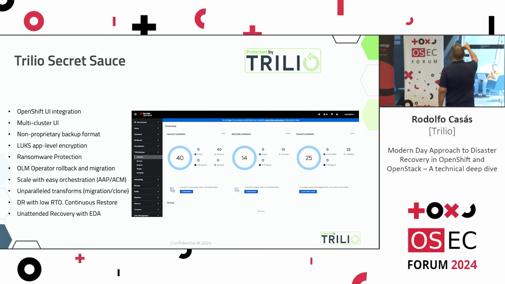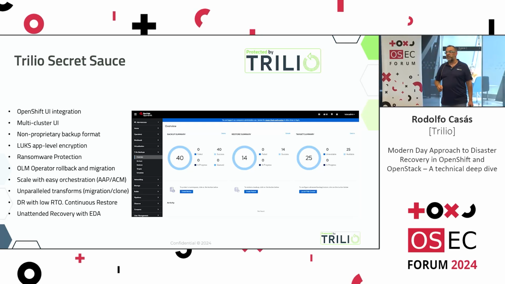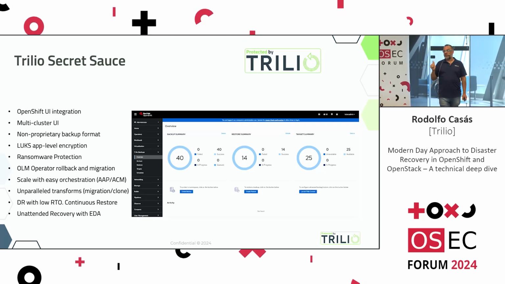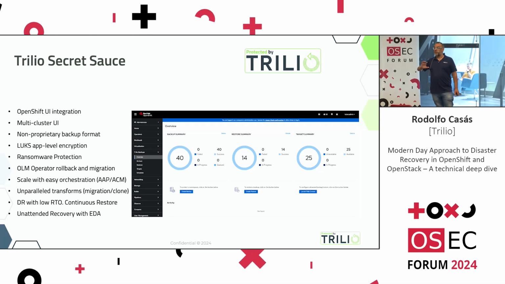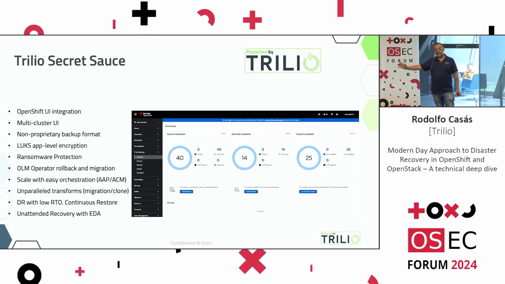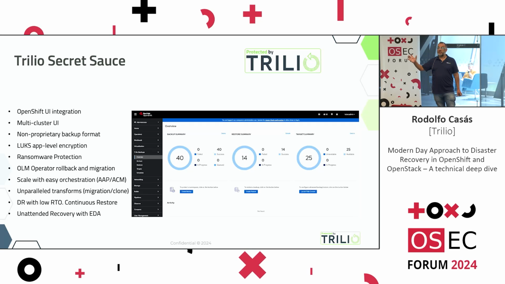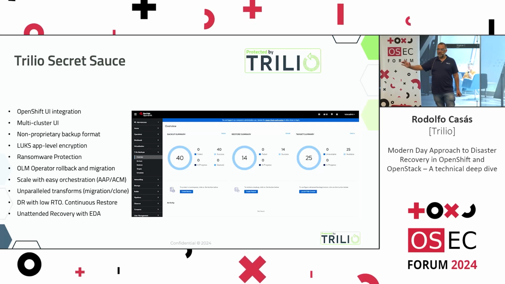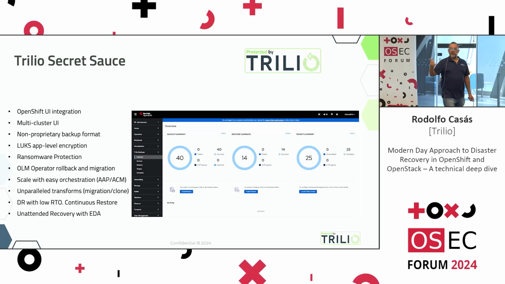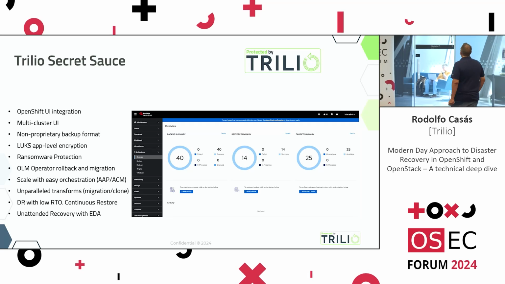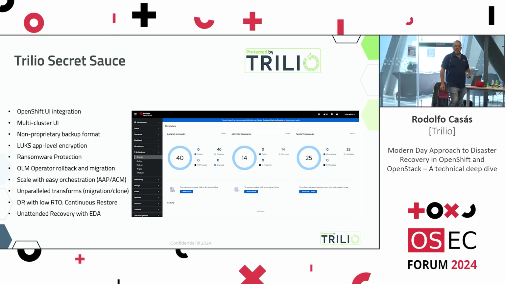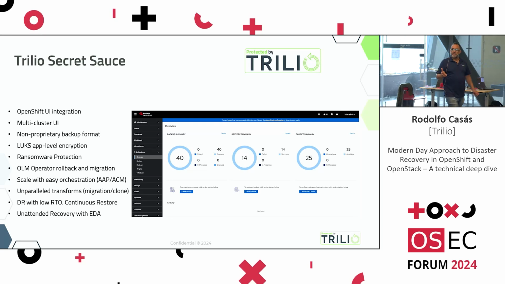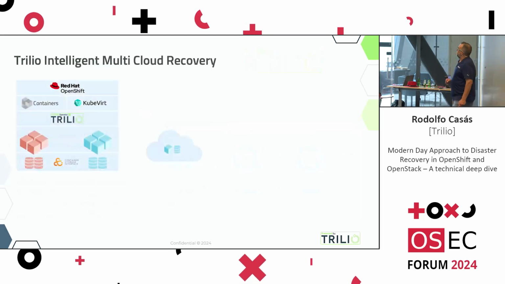And then for that, we have a feature which is called continuous restore. I will explain that to you. So we pre-stage the data of the backups on the disaster recovery side. So when the disaster strikes, the data is already there. Okay, I'll show you about that. So recovery is way faster. Okay, and then the last one is unattended recovery with event-driven Ansible. That's what we presented at the summit. Okay, I'll show you. Right.